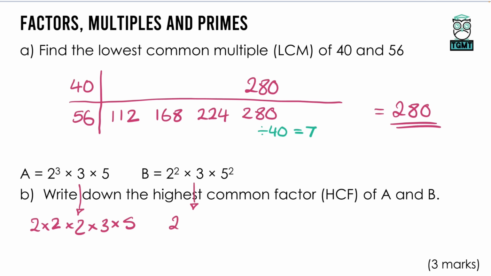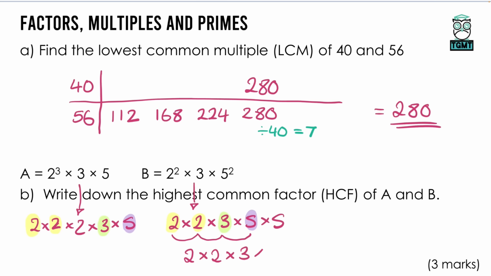For the next one we have 2 times 2 times 3 times 5 times 5, and all we need to do is identify the numbers that are in both. So they both have a 2, they both have a second 2, they both have a 3, and they both have a 5. So when we are finding the highest common factor, these numbers that are in both, 2, 2, 3, and 5, all we need to do is multiply those numbers together. So 2 times 2 times 3 times 5.